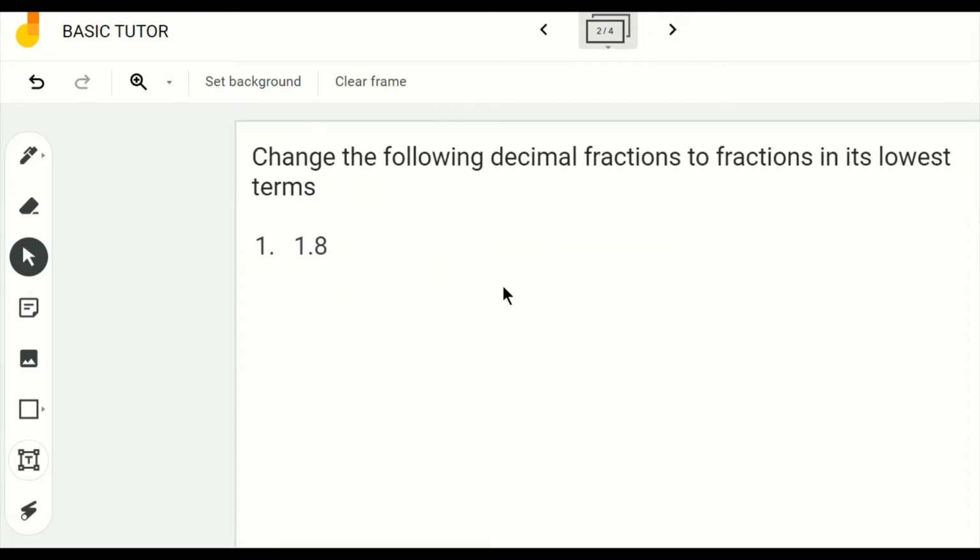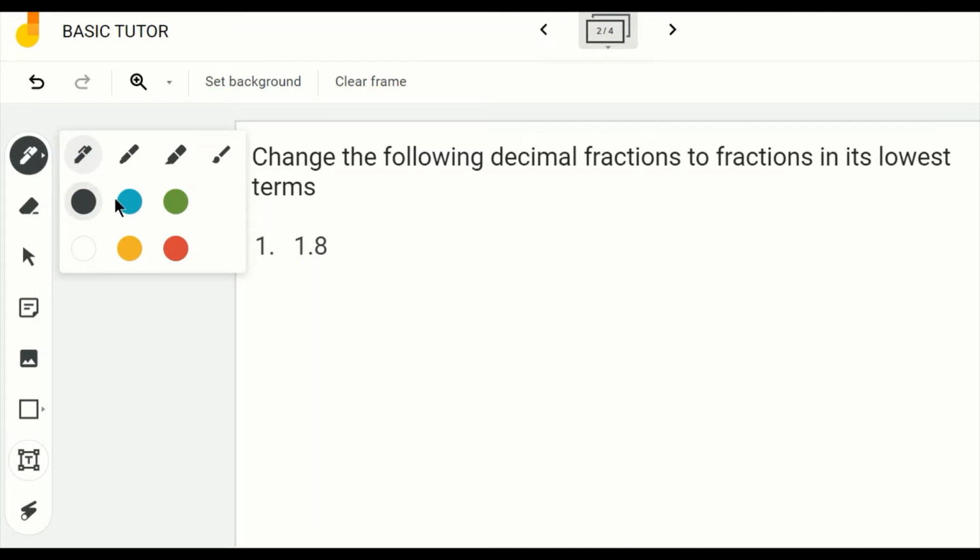Here is our first question. We're asked to change the following decimal fractions to fractions in its lowest terms. So 1.8 is our fraction. So step one, we have to change it to fraction, then we reduce it to its lowest term. So we have 1.8. How do we change these to fraction?